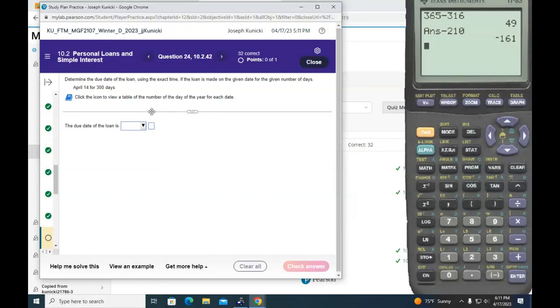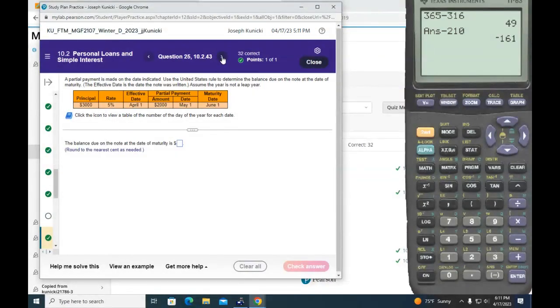Okay. So now we're going to do what we call partial payments. And it all involves using the simple interest formula at least twice. So let me show you what I mean. Now the first thing I do here is I get the maturity dates. So I start with the second one, May 1st, which is day 121, and I subtract February 1st, the effective date, which is day 32. It's not a leap year, so I don't have to worry.